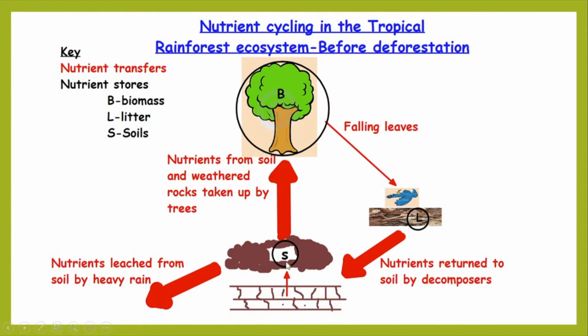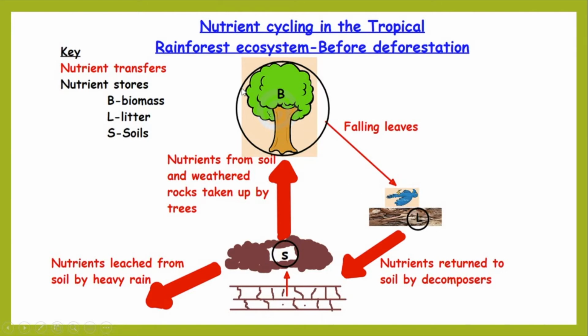But the soil store doesn't get very big for 2 reasons. Number one, it all gets sucked up by the trees because the biomass is so great. And number 2, the rainfall is so heavy that a lot of nutrients get washed out of the soil as well. That's called leaching. So before deforestation, this is your nicely balanced, happy as Larry rainforest nutrient cycle.